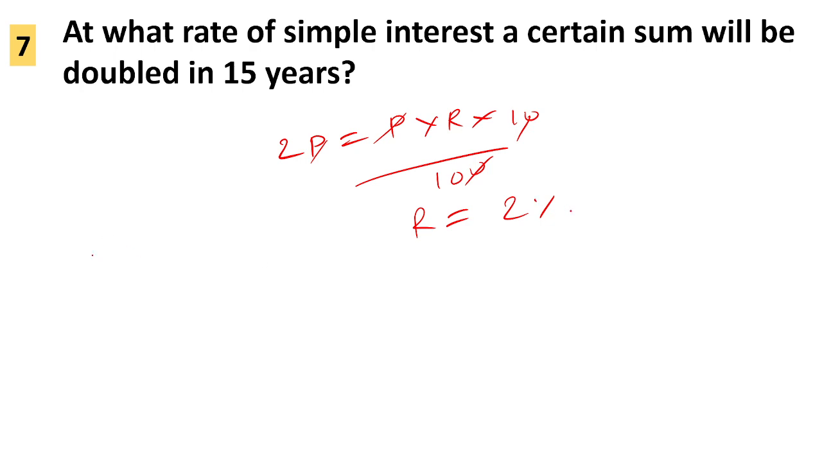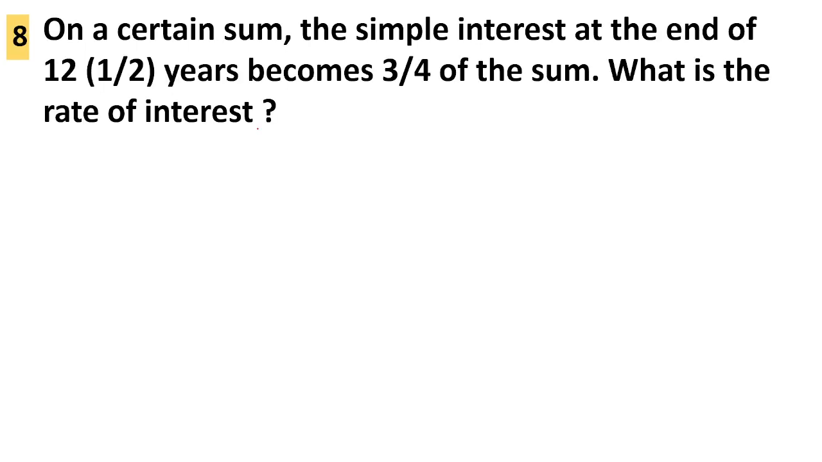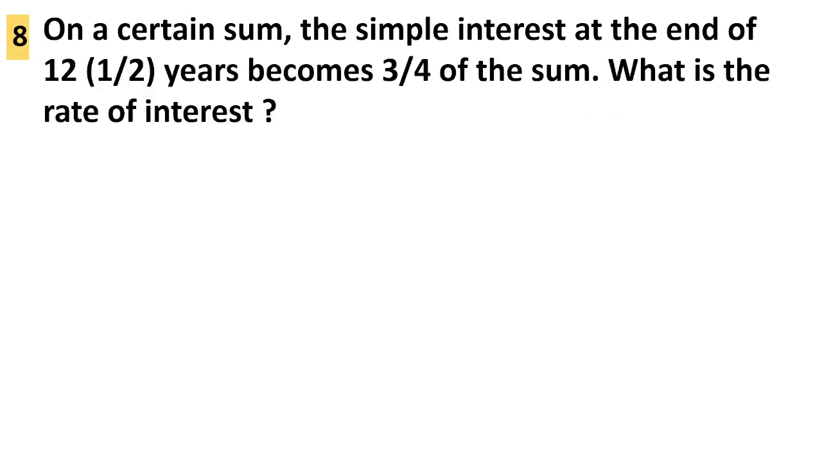If he wants 4 times, we will take simple interest as 3P equal to P into R into T. Let's take T as 10, by 100. It gets cancelled, so R is 3%. I think everyone got this. Let's move on to the next question. Basically, how many questions are there? 13 questions. We are at 8 questions now, just 5 questions remain.